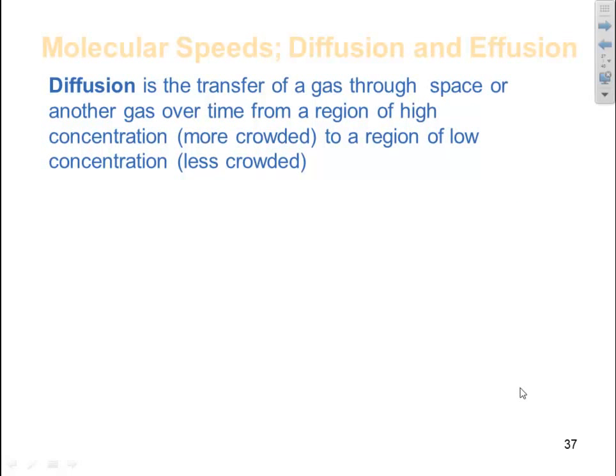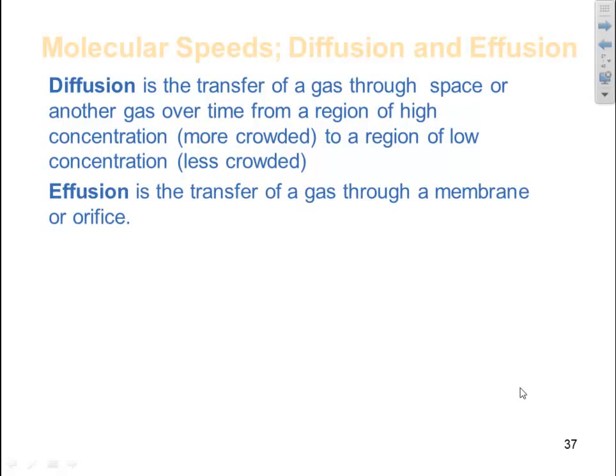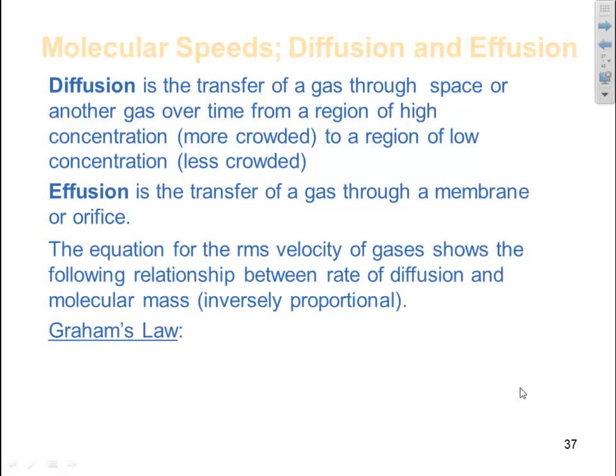Diffusion is a transfer of the gas through space or another gas over time from a region of high concentration, more crowded, to a region of low concentration, less crowded. Effusion is a transfer of a gas through a membrane or an orifice. The equation of your RMS velocity of gases shows the following relationship between the rate of diffusion and your molecular mass. Basically, they're inversely proportional.